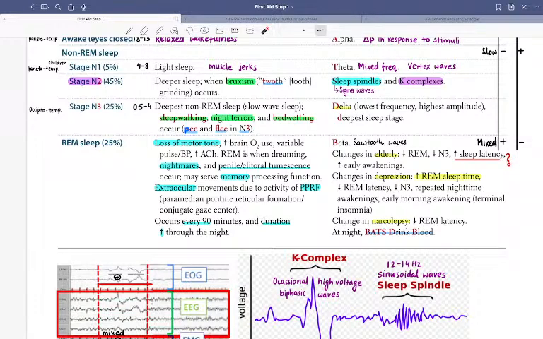Remember the mnemonic, P, flea, N3. In N2, bruxism, so tooth grinding, tooth, basically N2. Sleep spindles and K complexes are with this stage. And here you have sleepwalking, night terrors, and bedwetting. And here in REM, loss of motor tone, nightmares, penile tumescence. Everything else, extraocular movement.